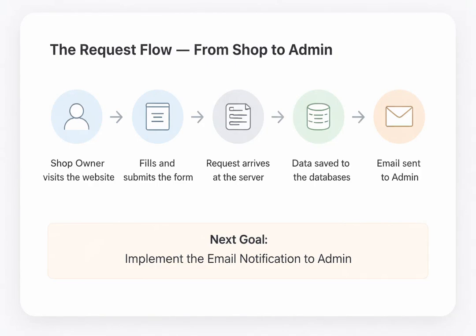Now, let's talk about the overall flow of the application. The idea is this. A shop owner visits the website, fills out a form, and submits it. That request comes to the server, the data gets saved to the database, and then, and this is the new part, an email should automatically be sent to the admin, so the admin knows that a new request has come in. This email notification step is what needs to be implemented next, and it's the focus of the upcoming work.